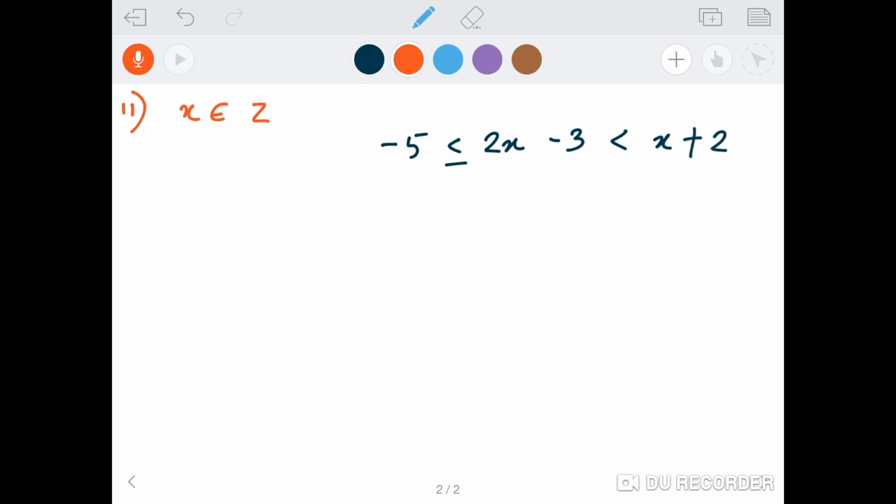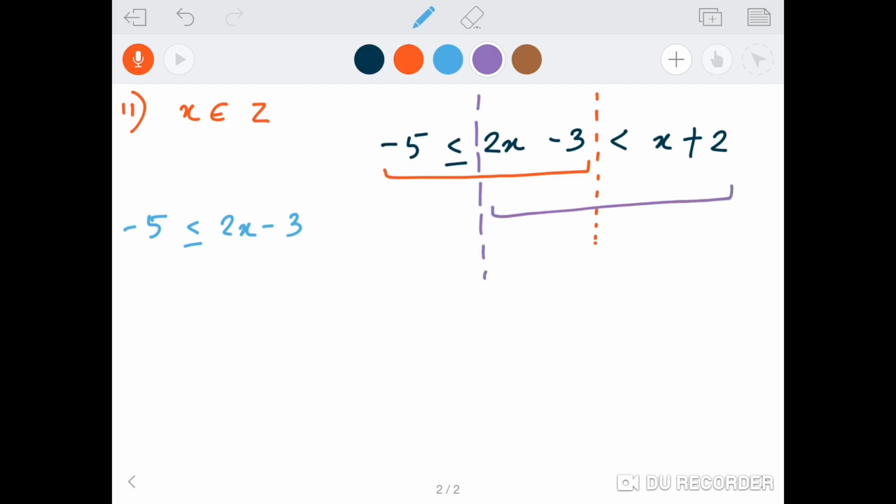So now if you see, there are two inequality signs. In problems like these, you need to split them into two parts. This is going to be the first part, which I shall write: minus 5 less than or equal to 2x minus 3, and the second part is going to be the other inequality that you see. The other inequality is 2x minus 3 is less than x plus 2.